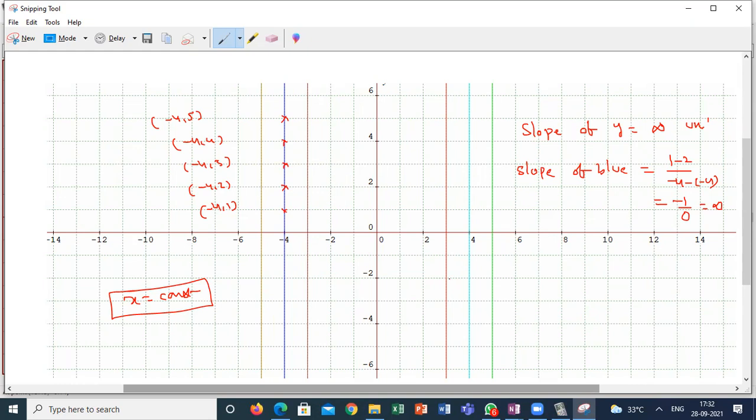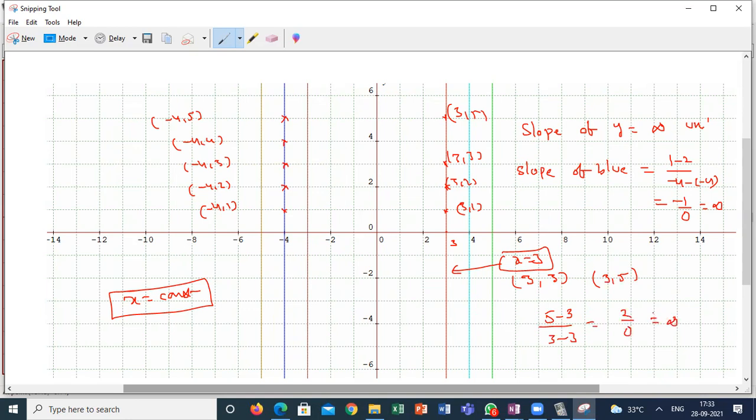Suppose I'm taking this red color line, this is 3. So this will be 3 comma 1, 3 comma 2, 3 comma 3, and so on, and 3 comma 5. The equation of the line passing through is x is equal to 3. Check, 3 comma 3 it is passing, and also it is passing 3 comma 5. So if I'm taking the slope, 5 minus 3 divided by 3 minus 3, which is 2 by 0, infinity.